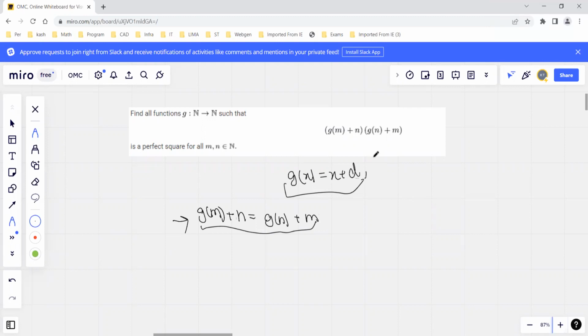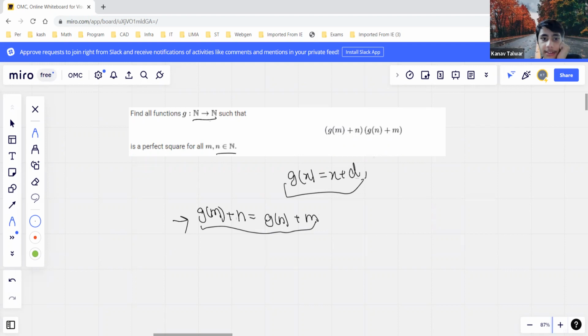If you have a case where n equals 0, actually no, that will not hold. Sorry, m and n are naturals, so we cannot put 0 in. I guess the chat message actually uses 0.